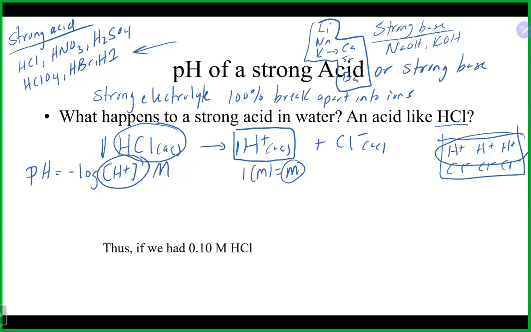And that means if you know the concentration of the strong acid, that is basically going to be your H plus concentration, which means you could take it right into the pH equation and calculate the pH of that acid. Now, the same thing kind of works for a strong base.